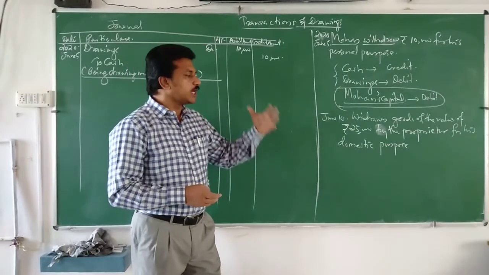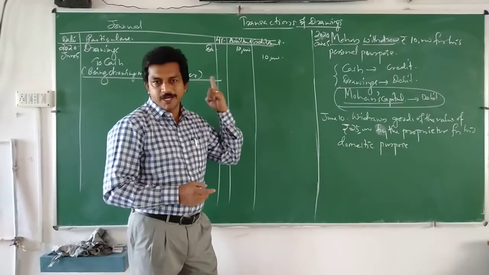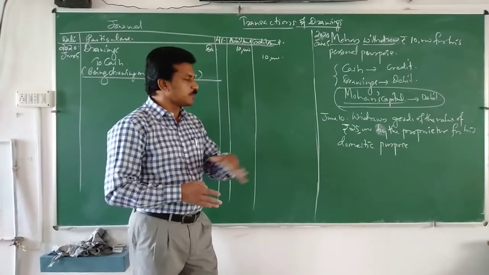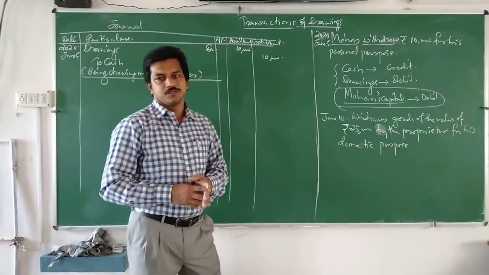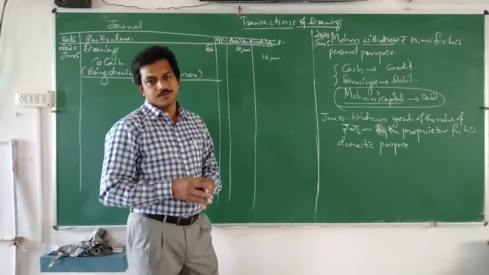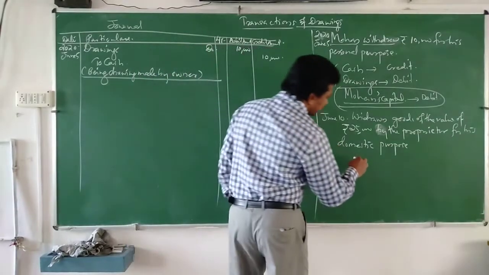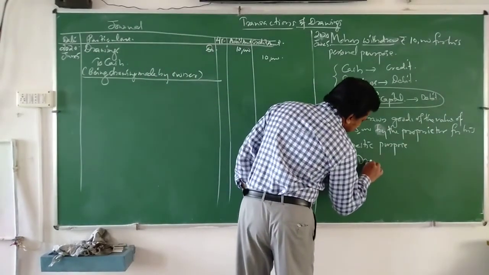Proprietor or owner withdrew some of the goods, not cash. Goods withdrawn for his domestic purpose. Domestic purpose means personal purpose. That means drawings, isn't it? Withdrawing for domestic purpose means drawings. So the first aspect we can write is drawings.